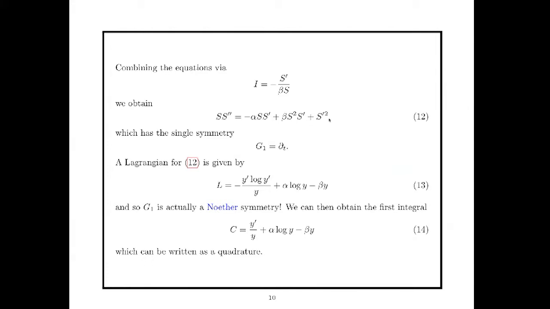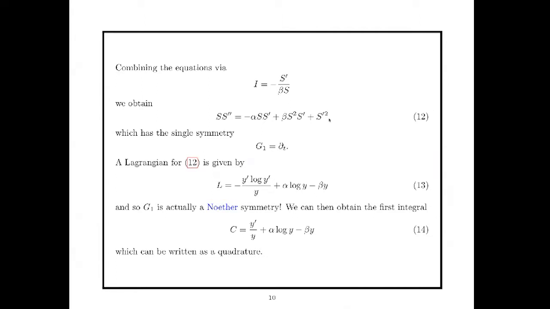Now, if you have a second order equation with one symmetry, that usually means the best you can do is reduce the order by 1. Okay? And once you've reduced the order by 1, that is all you can do. However, this equation can actually be integrated, which suggests there's a little bit more going on.